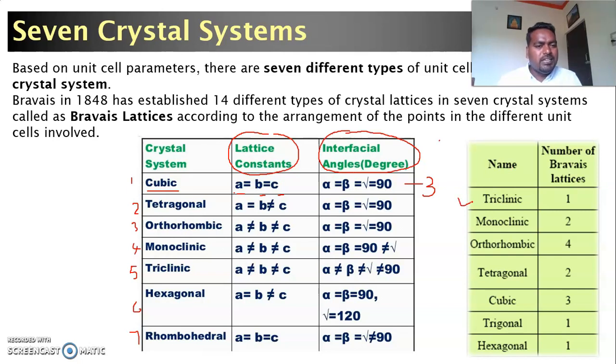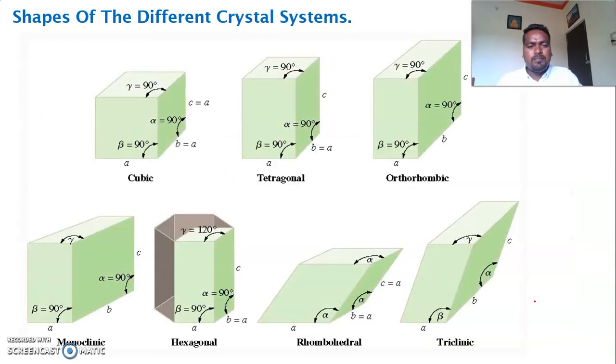Triclinic can form only 1 type of unit cell. Monoclinic can form 2 types of unit cell. Orthorhombic, 4, and tetragonal, 2, and cubic, 3, trigonal, 1, and hexagonal, only 1 are possible. So let us look at all the types of crystal system.